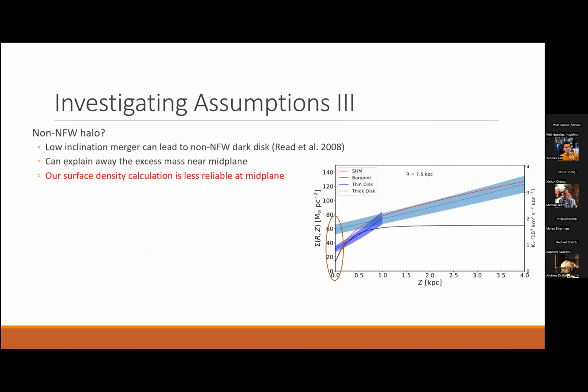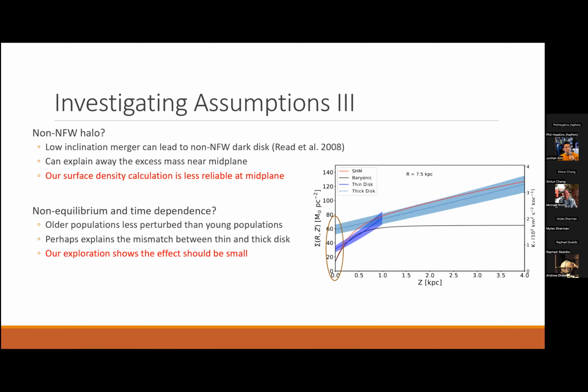How about our model? Would we be comparing it to the wrong thing? Well, there is some theoretical work that suggests a non-NFW halo. It could explain away the excess mass near the midplane. However, the previous two assumptions we just talked about have the most major impact on our calculated value near the midplane. So that means our surface density calculation is actually less reliable at the midplane.